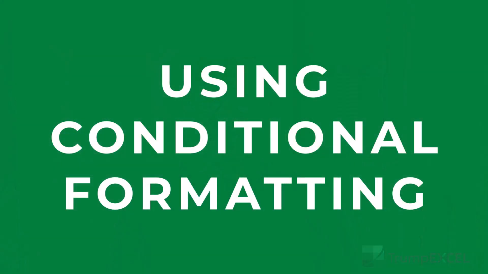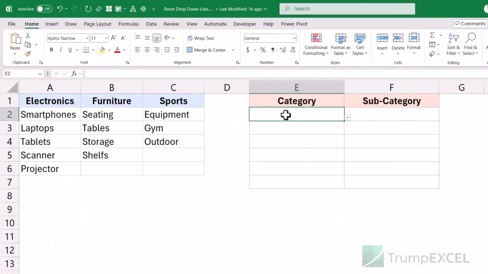So in this video, I'm going to show you two ways to fix it. One, using a very simple logic in conditional formatting, and two, by using a very simple VBA code. Let's see how it's done. So let me first show you the result you are going to get, and then I will show you how to do that using conditional formatting.